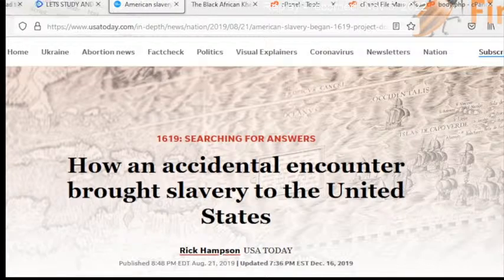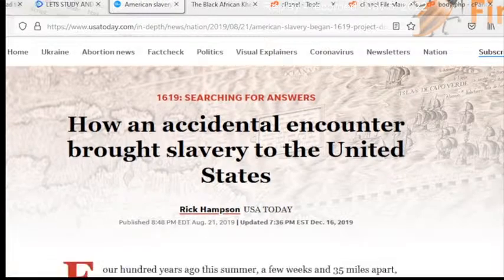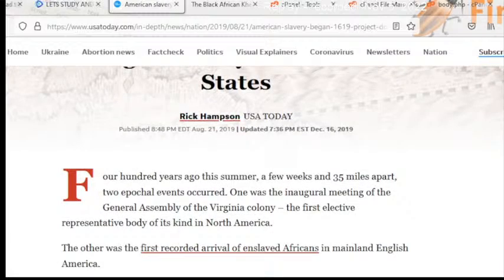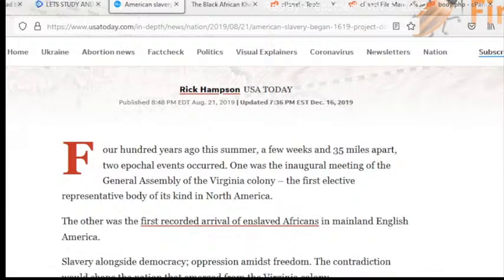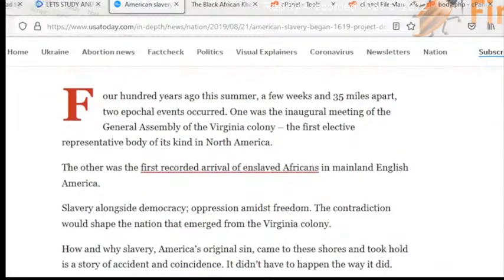So the article goes: 400 years ago this summer, a few weeks and 35 miles apart, two epochal events occurred. One was the inaugural meeting of the General Assembly of the Virginia Colony, the first elective representative body of its kind in North America. The other was the first recorded arrival of enslaved Africans in mainland English America. Now watch, at the end of this article, it's going to tell you where these people came from. You know what I'm saying? That's going to draw that complete connection to the people that came from Portuguese. You know what I'm saying? That came from Africa. Watch this.